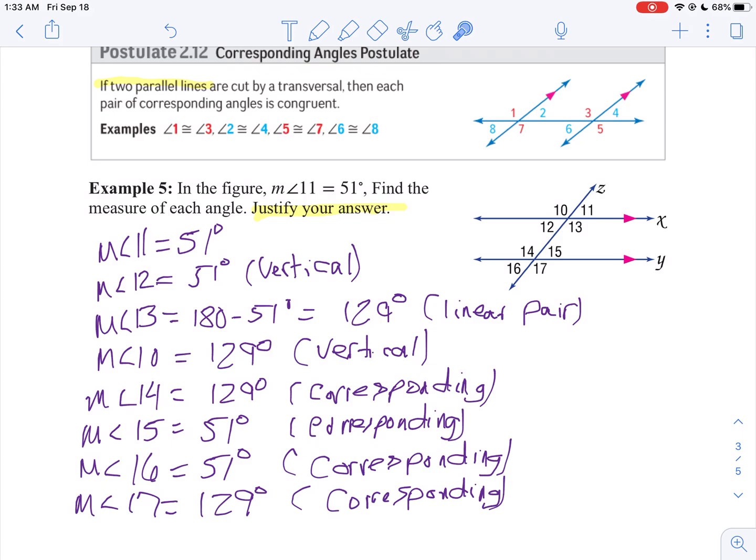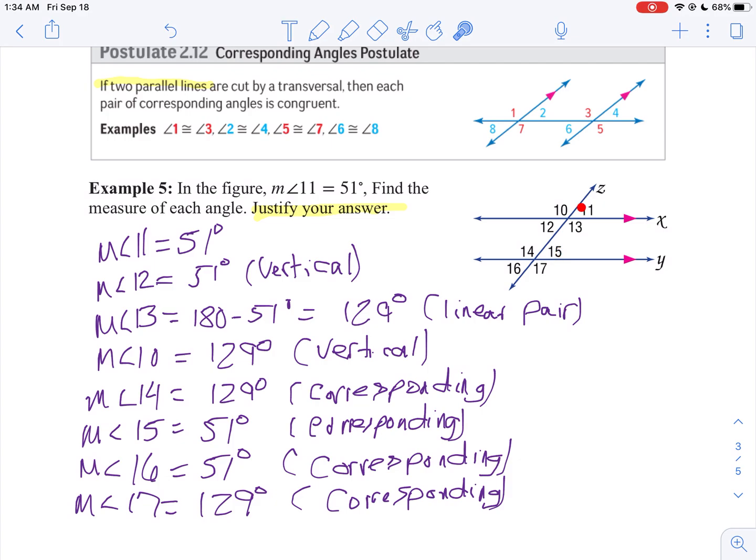Let's compare. How about 11 and 16? 11 is 51, 16 is 51. That seems to be a pattern here. How about same side interior angles? 12 and 14. 12 is 51 degrees, 14 is 129. Oh, they're not the same. They're supplementary. How about 13 and 15? 13 and 15, they are also supplementary. You got 129 and 51. So consecutive interior angles are supplementary.